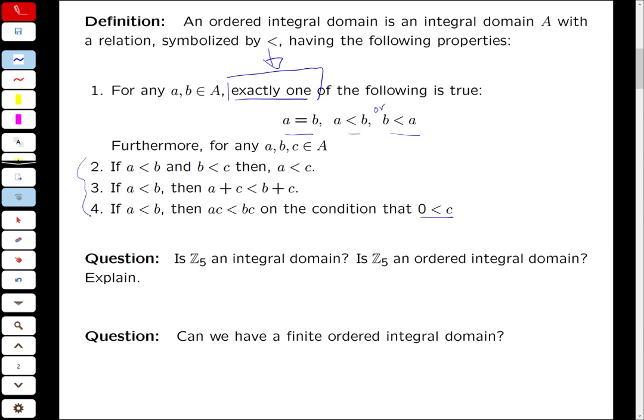Okay, so let's think about this. Is Z5 an integral domain? What's the definition of an integral domain? It's a commutative ring with unity having the cancellation property. So is Z5 a commutative ring? Yes. Does it have unity? Yes. Does it satisfy the cancellation property? Yes. 5 is prime, so it satisfies the cancellation property. So yes, it is an integral domain.